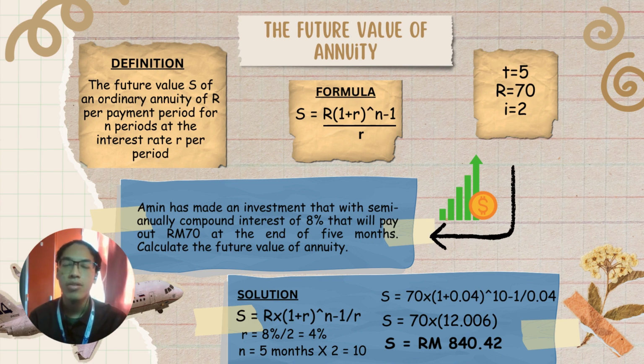Then, replace the formula with all the amounts that we collected, which is 70 ringgit times in bracket 1 plus 0.04 and close the bracket to the power of 10, minus 1, and divided all by 0.04, and the amount of future value of annuity is 840 ringgit and 42 cents.